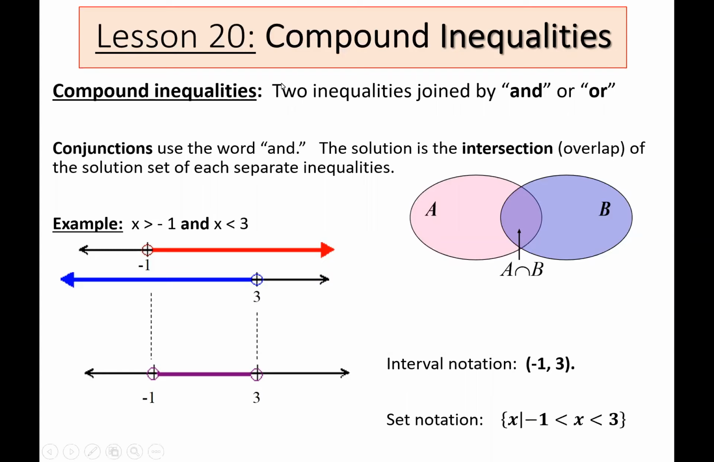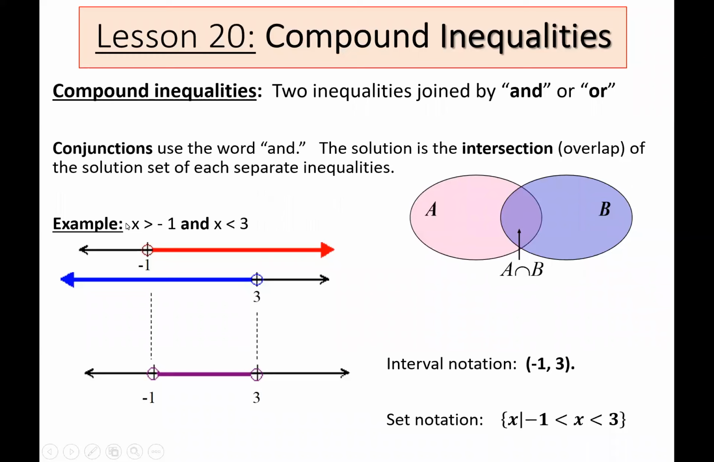So compound inequalities, maybe think about the phrase compound sentences, where you're joining two sentences together. A compound inequality is two inequalities joined by the word "and" or the word "or." So here's the first type. The first type is called a conjunction. Conjunctions use the word "and." The solution is the intersection or overlap of the solution set of each separate inequality.